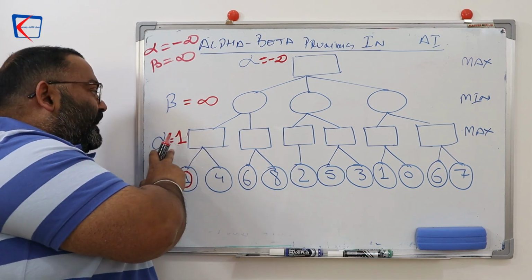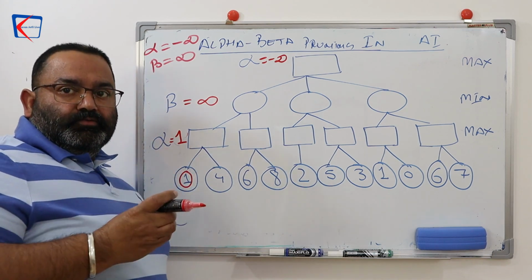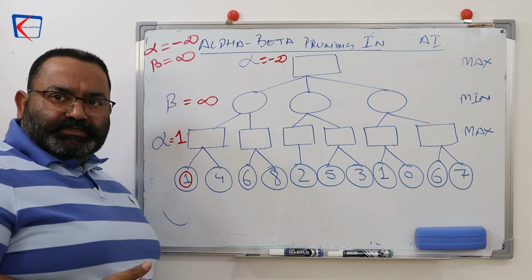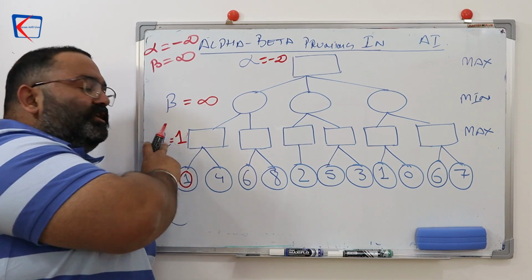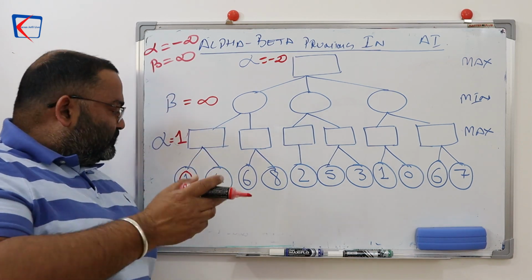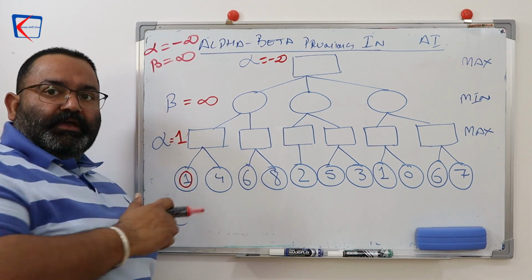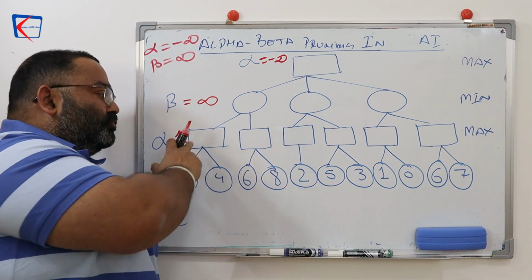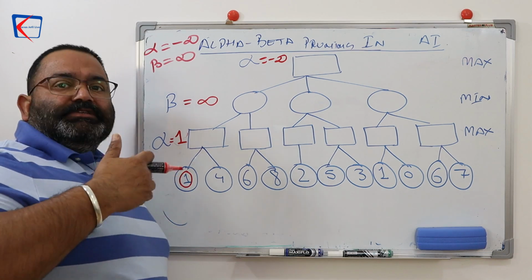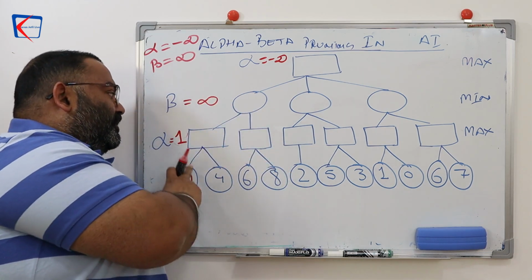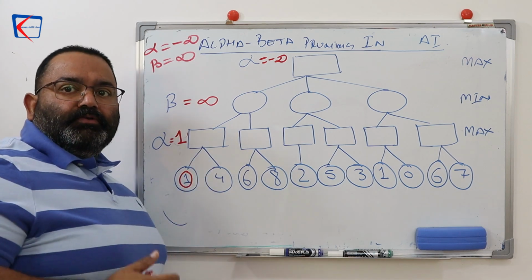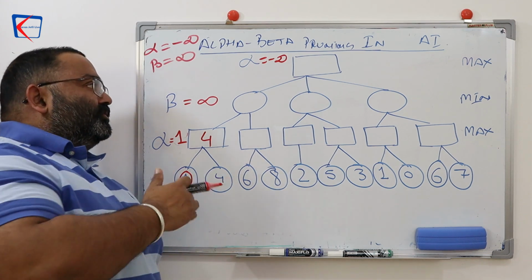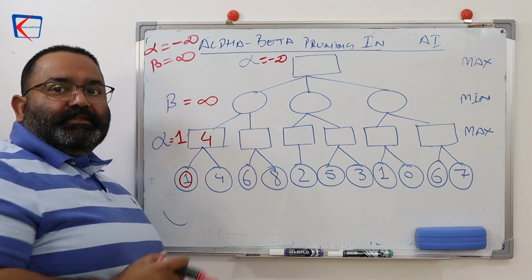Then from here, at max, I will look for some value which is greater than the value of alpha. Initially alpha was minus infinity, then we explored 1 and replaced it with 1. Now the value of alpha is 1, and at this node I am looking for some other value which is bigger than 1. So I go to this tree. Now 1 and 4 will be compared. Which is bigger? 4 is bigger. So this node will get the value 4.